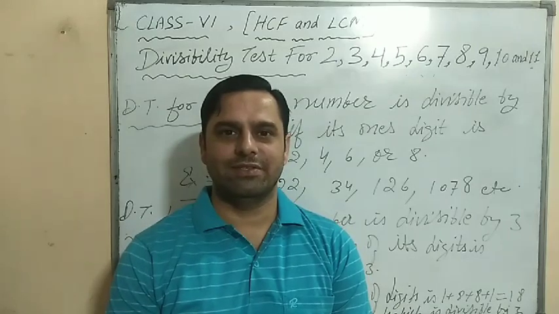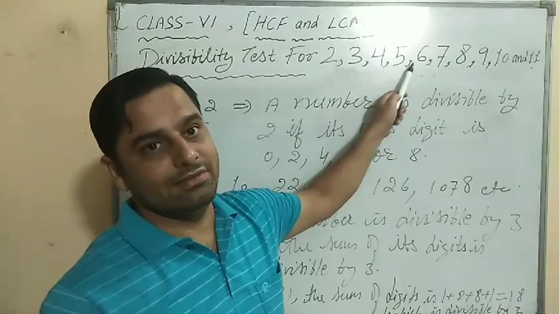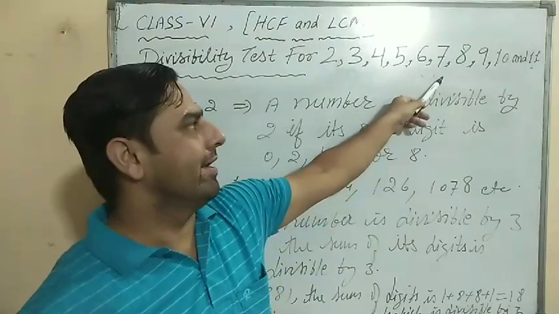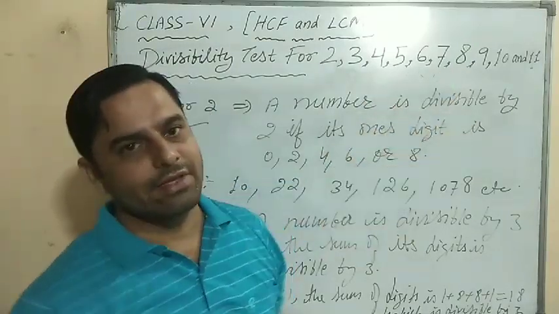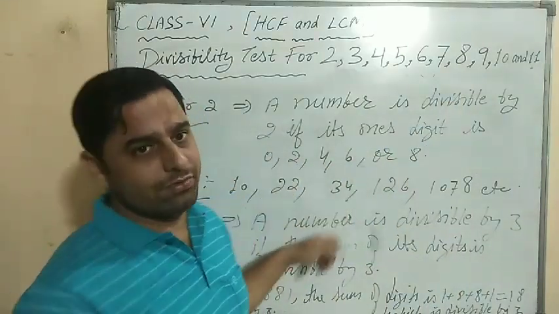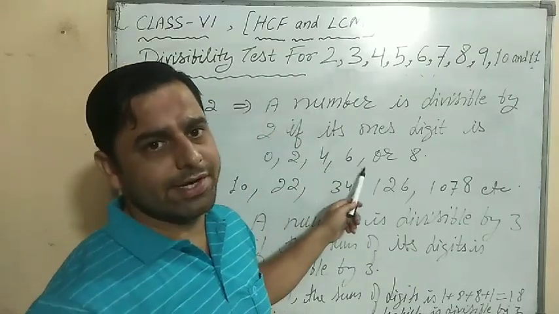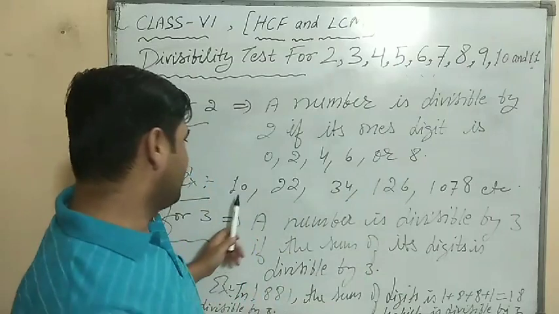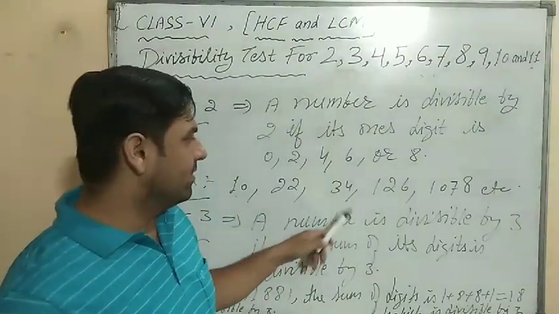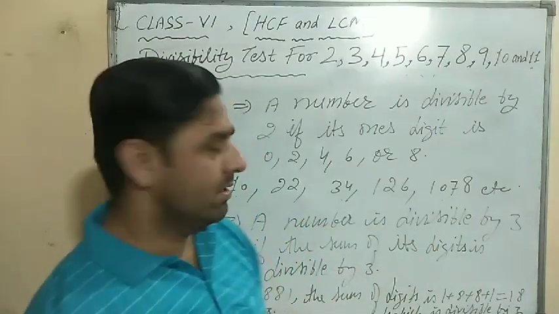Today I will discuss with you the divisibility tests for 2, 3, 4, 5, 6, 7, 8, 9, 10 and 11. So, divisibility test for 2: a number is divisible by 2 if its ones digit is 0, 2, 4, 6 or 8. Example: 10, 22, 34, 126, 1078, etc.